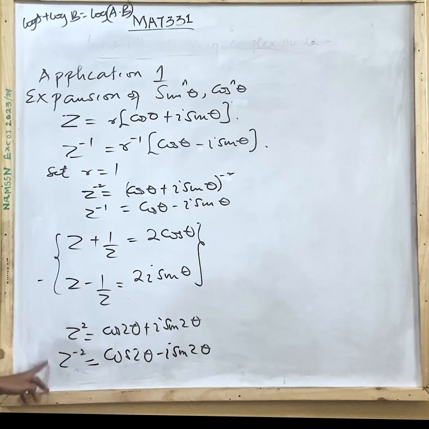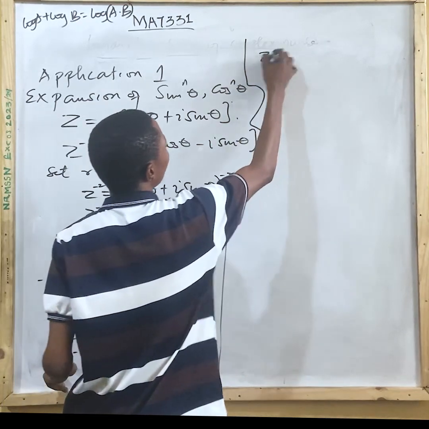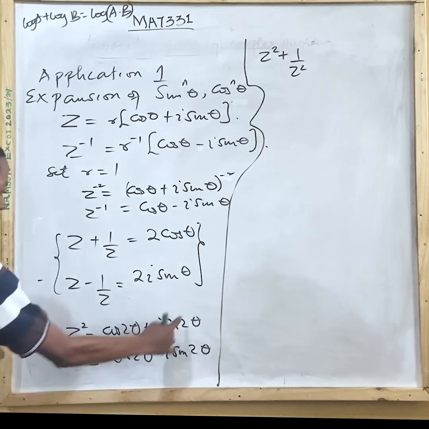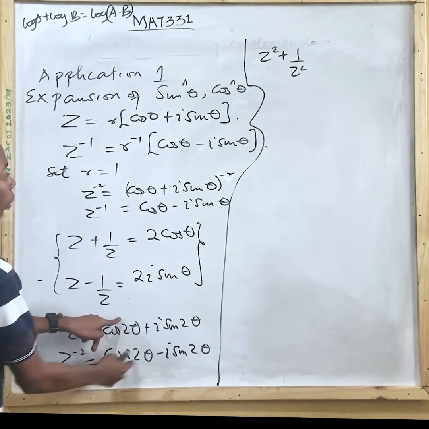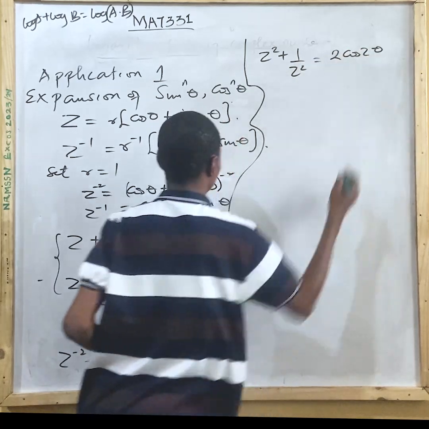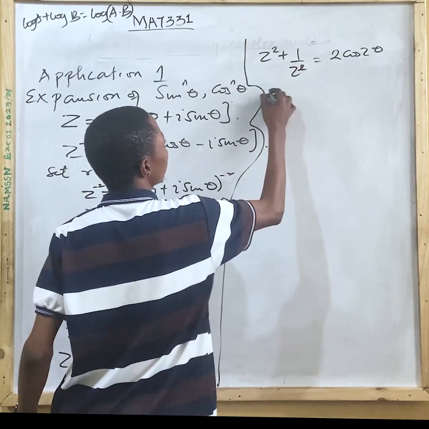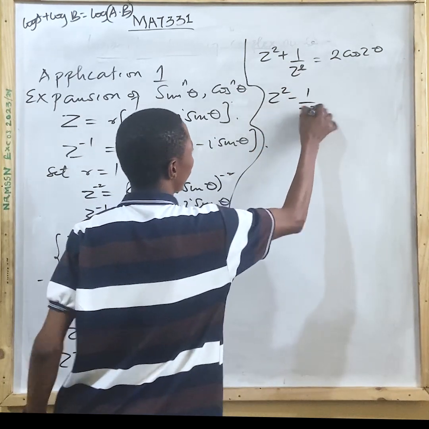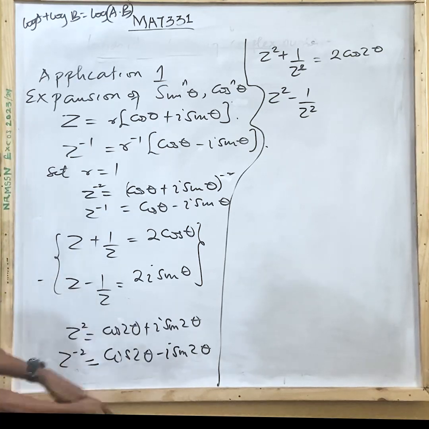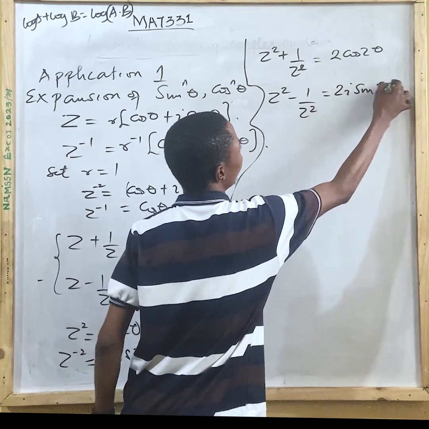So if I do the same, if I add and subtract, z squared plus 1 over z squared, adding will cancel out this, and we are going to have this one. So z squared plus 1 over z squared is 2 cos 2 theta. And if I also subtract, z squared minus 1 over z squared, subtraction will cancel out this, and we are going to have this 2, so it equals 2i sine 2 theta.